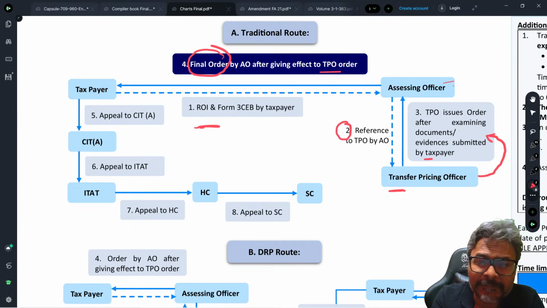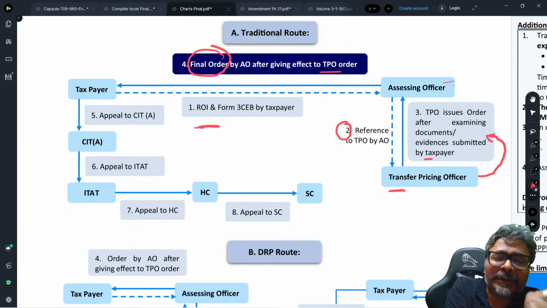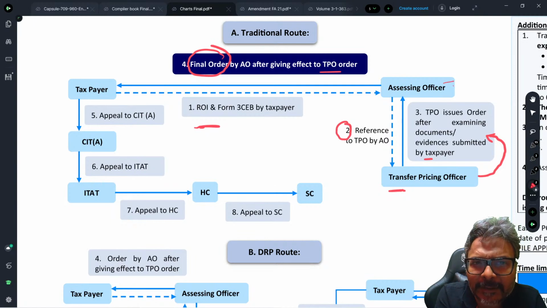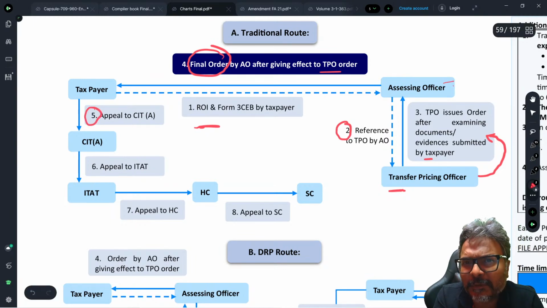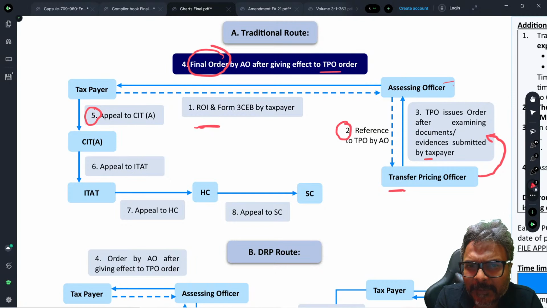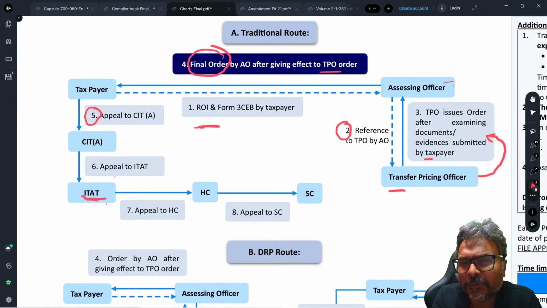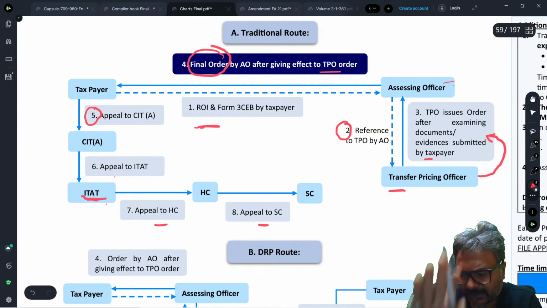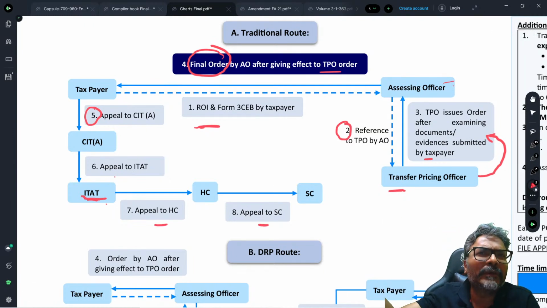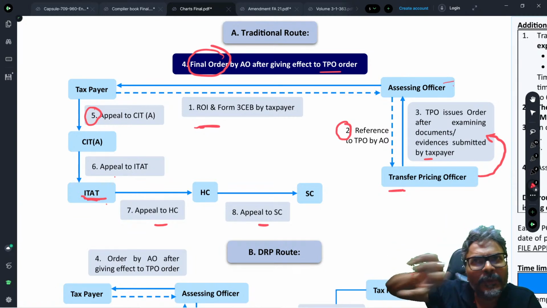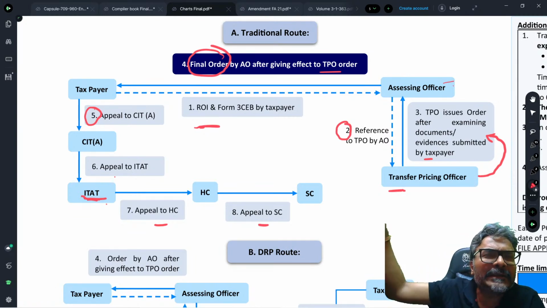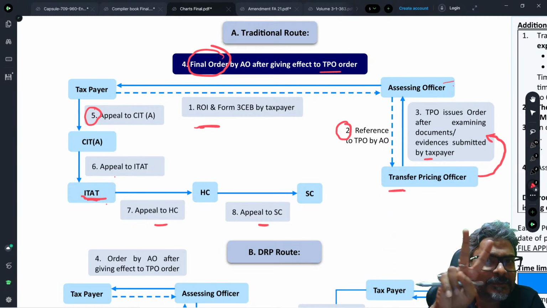Thereafter, students, if the assessee is aggrieved by the order, which he will be, then he will file an appeal. This particular appeal will be filed before the CIT appeal, and thereafter, students, it will go to the ITAT. After the CIT appeal, it will then go before the ITAT. Okay, ITAT, High Court, Supreme Court. This is the traditional route of going with the transfer pricing case. So how do we go about the transfer pricing case? This is how the assessment and the appeal follow.